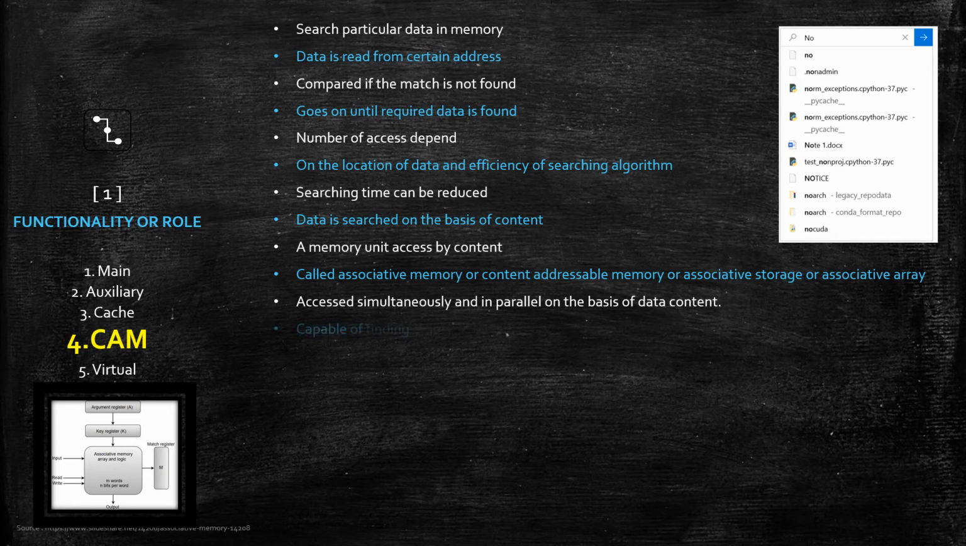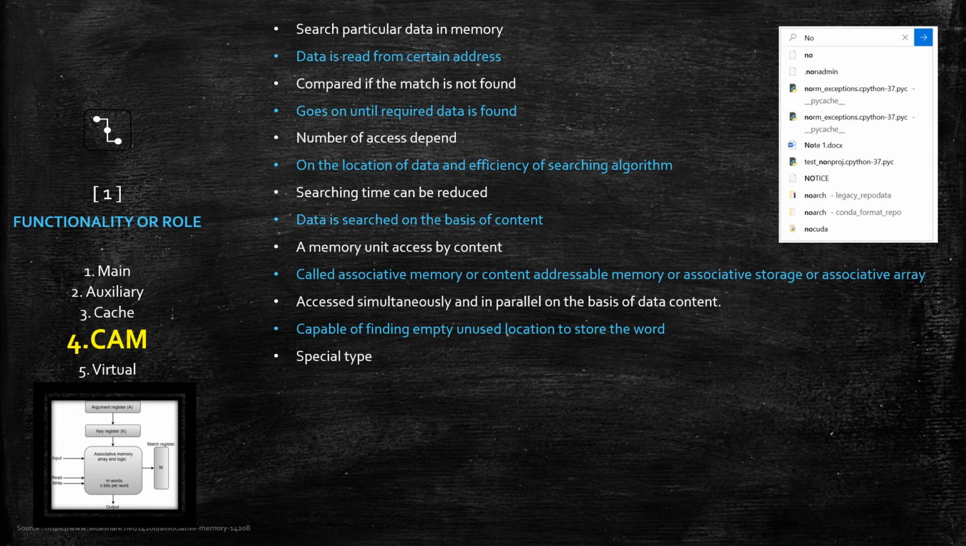This content addressable memory is capable of finding empty, unused locations to store a word. This CAM is not only related to the reading operation, it is also associated with the writing operation, and it has the capability to find empty, unused locations. If you want to store something, the CAM is capable enough to search for an unused location and store your data. So it is also a capability of the CAM.